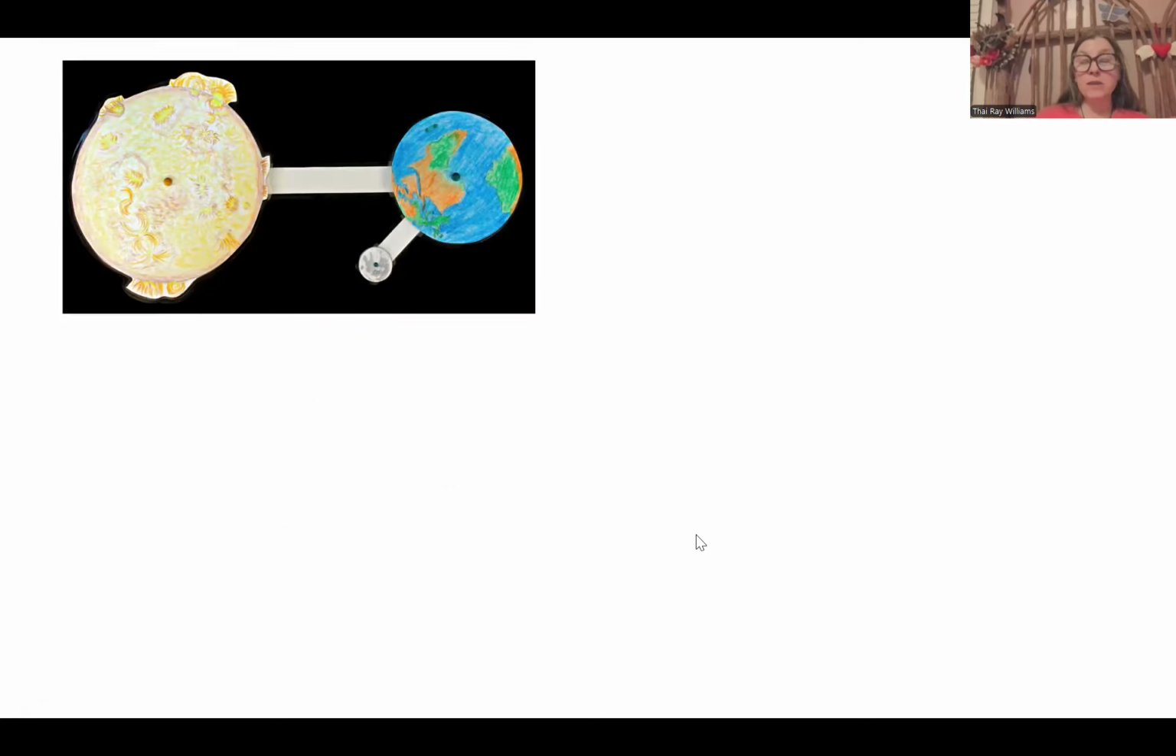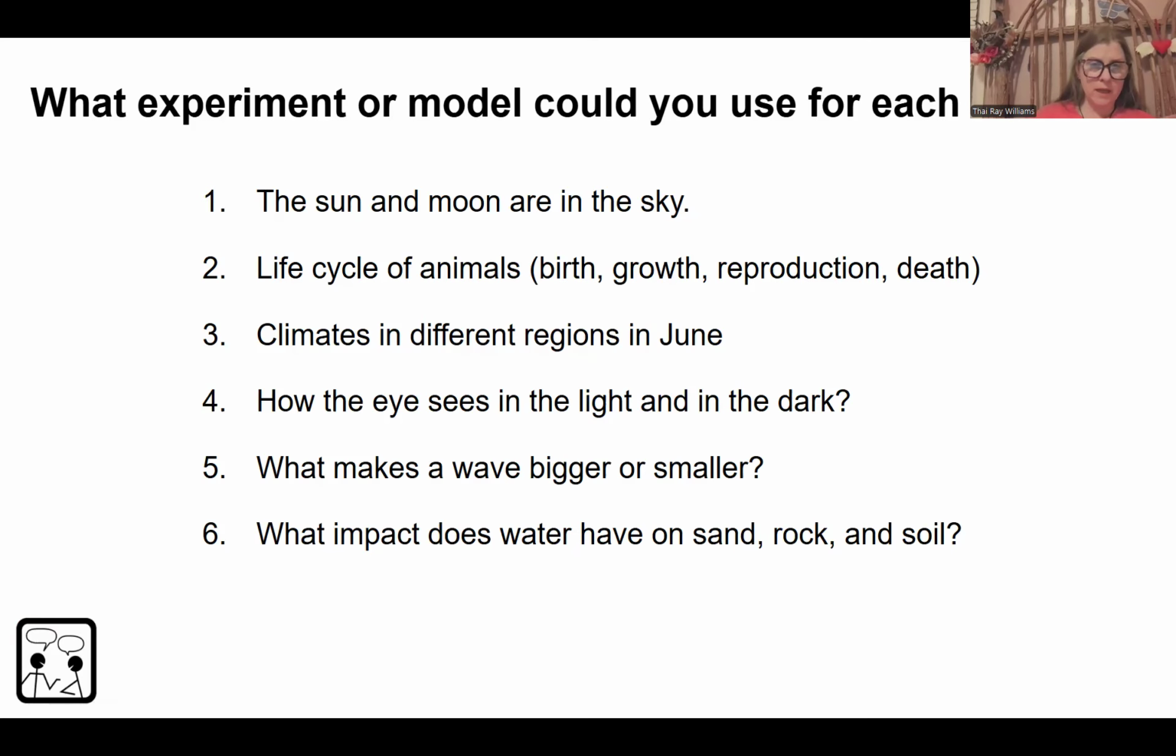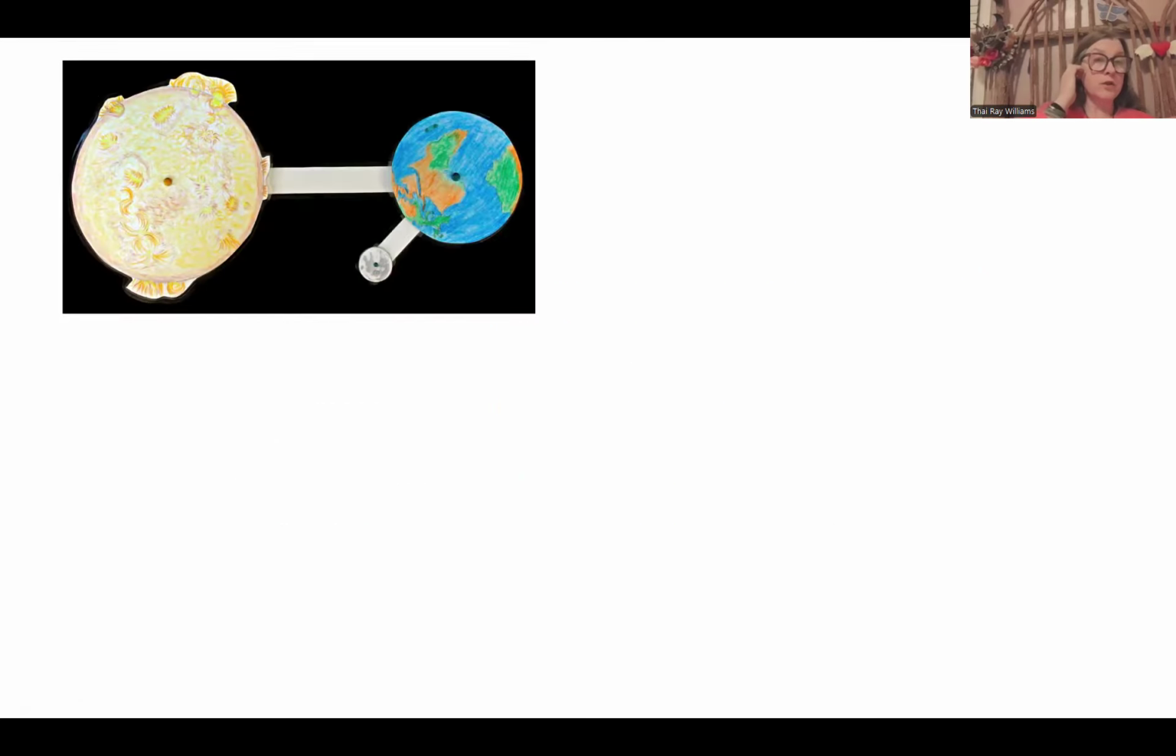All right, so here are some examples of models and experiments that you might have done. What was the one about the eye? How the eye sees in light and in dark, okay? So the first one here is related to the rotation of the Earth and the Moon. And so you could create a simple model where here you have them attached, and you can actually move the Earth around the sun, and you can actually move the moon around the Earth. So that's a model that your students could create.